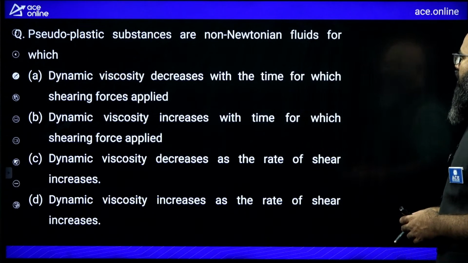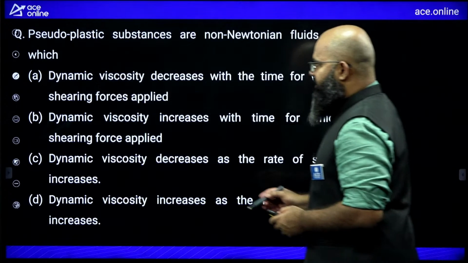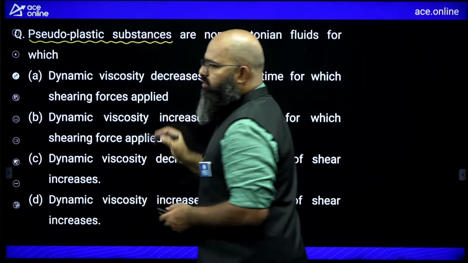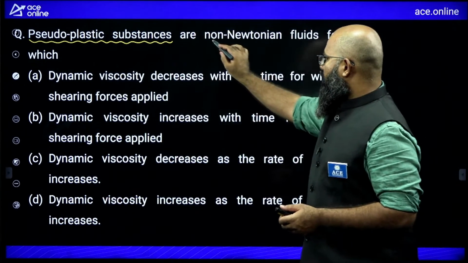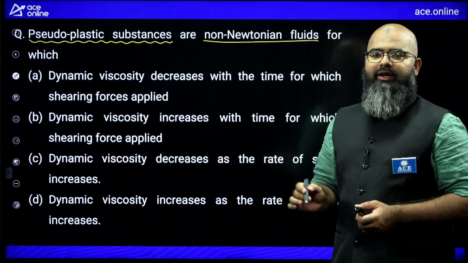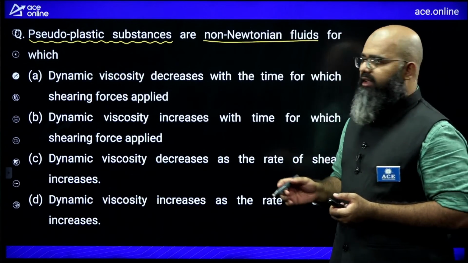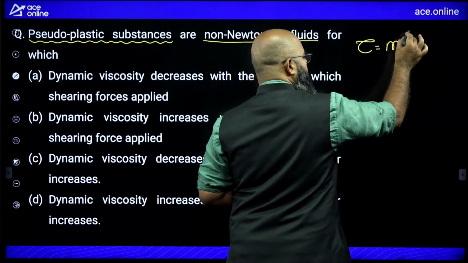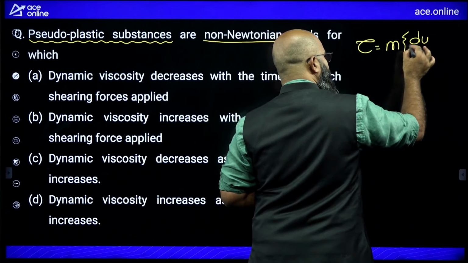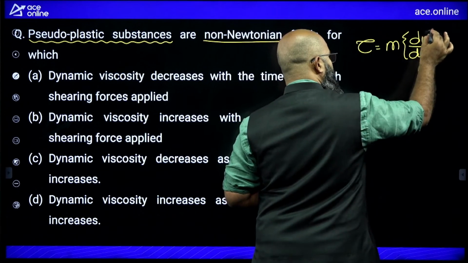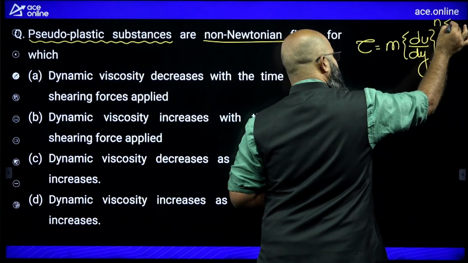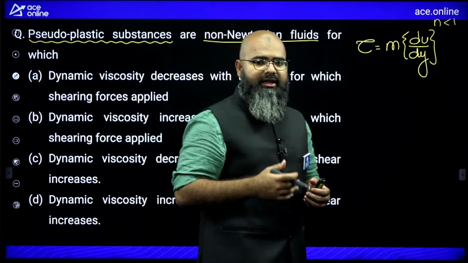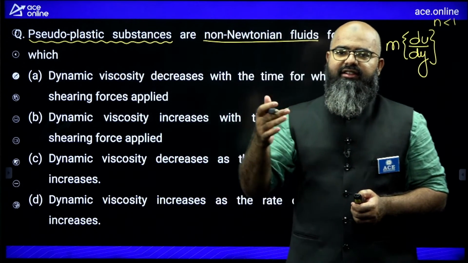Pseudoplastic substances are non-Newtonian fluids for which? Now the question is mentioning pseudoplastic substances. What do we know regarding pseudoplastic fluid? First of all, it is a non-Newtonian fluid. We also know it is known as shear thinning fluid. Shear thinning fluid means tau is equal to m multiplied to (du by dy) whole power n, where the value of n is less than 1, greater than 0. This is a case of shear thinning fluids, that as the shear stress increases, resistance will decrease.